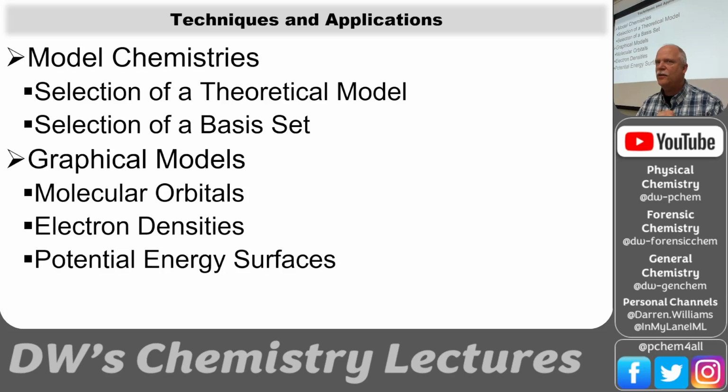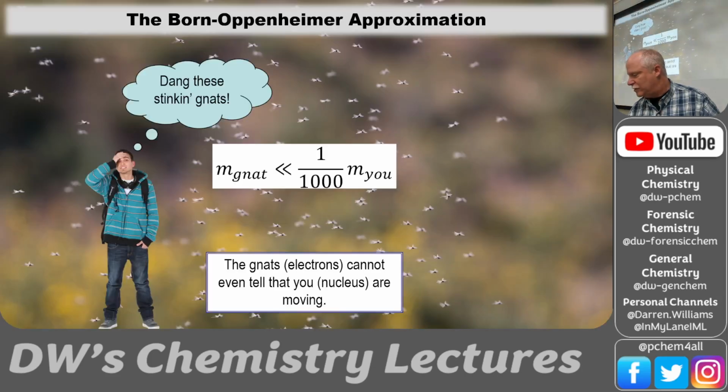The motions of the electron and the motions of the nuclei are separable because even for hydrogen, the smallest nucleus, it's 1,000 times more massive than the electron. The electron mass is 10 to the minus 31 kilograms, and the proton mass is like 10 to the minus 27. So it's more than a factor of 1,000.